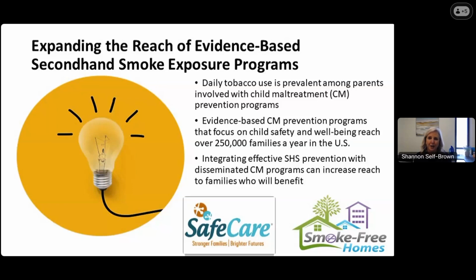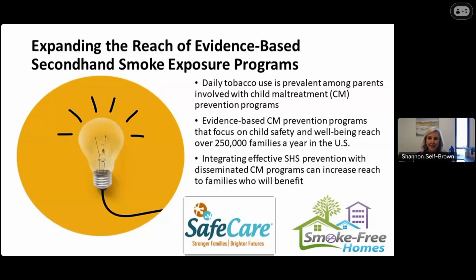And so evidence-based child maltreatment prevention programs have had the opportunity to be widely disseminated. The programs are typically delivered in a home visitation approach, and they address child well-being and child safety, and they reach more than 250,000 families a year in the U.S. Specifically last year in 2023, they reached approximately 278,000 families, and this dissemination was really supported by the Affordable Care Act and reauthorized legislation since that act.